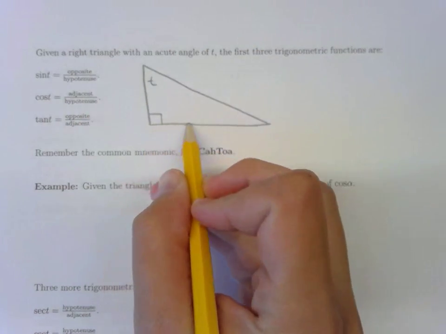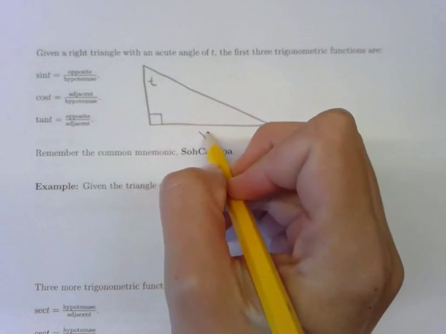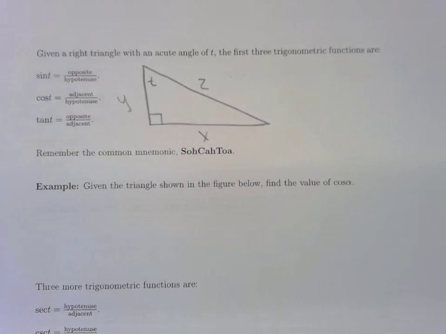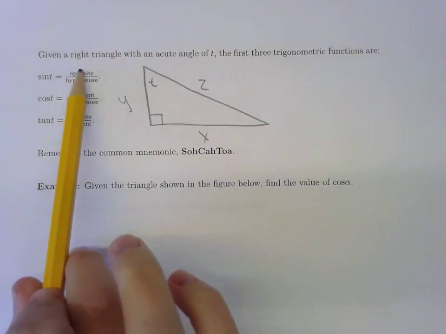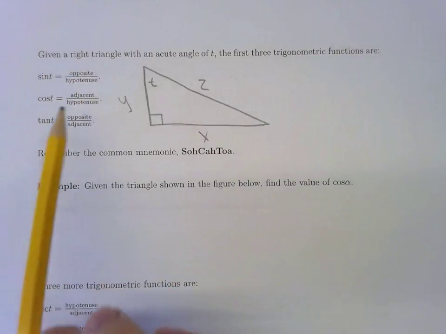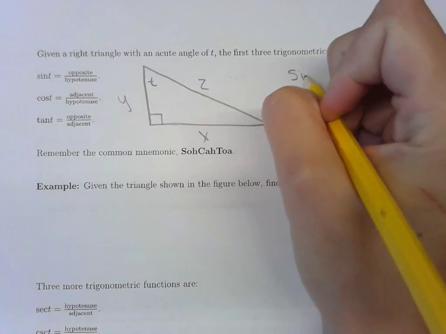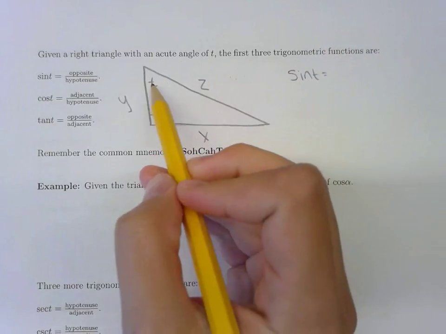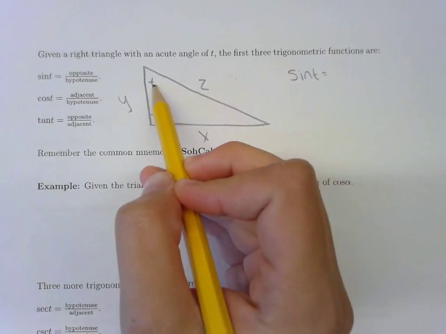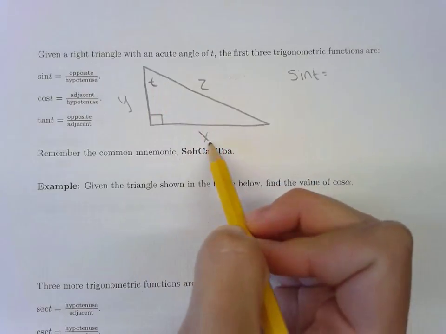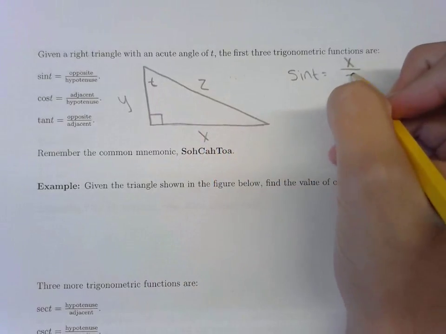Okay, so I'm going to say this leg here is x, this leg here is y, and the hypotenuse is z. So I just chose random letters just because I didn't want to write opposite, hypotenuse, adjacent, hypotenuse over and over again. Okay, so sine t. Sine of this angle is opposite over hypotenuse. So the opposite side of this angle would be x, hypotenuse is z.